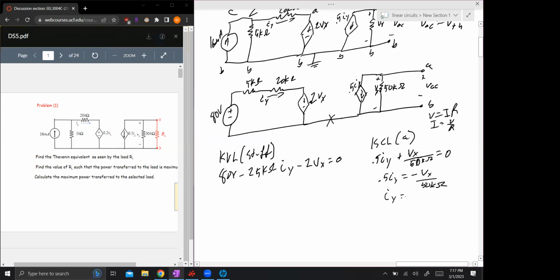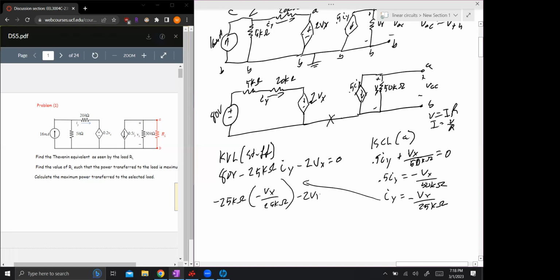This is basically like multiplying both sides by 2. So it's going to be minus VX over 25 kilo ohms is IY. Then I'm going to plug that in over there. So I'm going to move the 80 over also to the right-hand side. So I'm going to get negative 25 kilo ohms times negative VX over 25 kilo ohms. Oh, look at that.